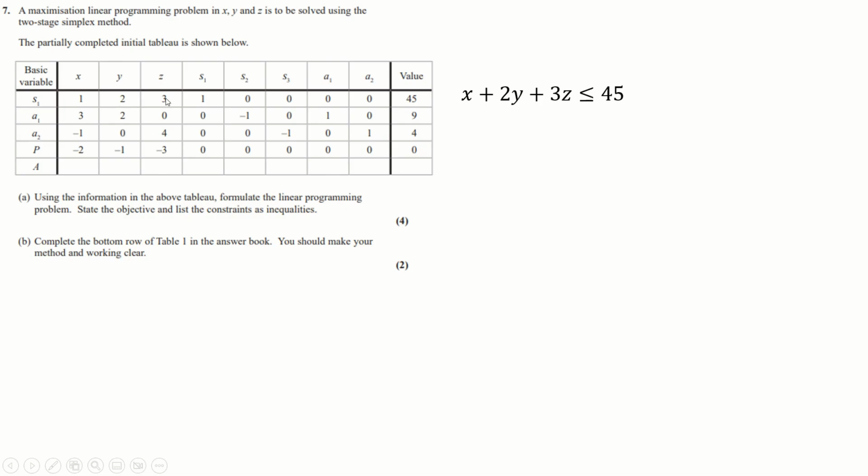x plus 2y plus 3z plus s1 is equal to 45, so therefore if we're going to use inequalities, we're just going to ignore the slacks for a while and use less than or equal to. Now the second row uses these A's, so therefore it was a greater than or equal to inequality in the first place, so 3x plus 2y is greater than or equal to 9, and then we take away the slack and add in the A.